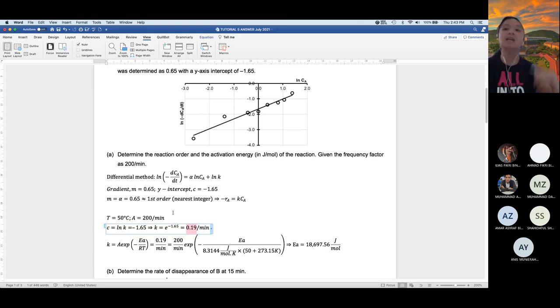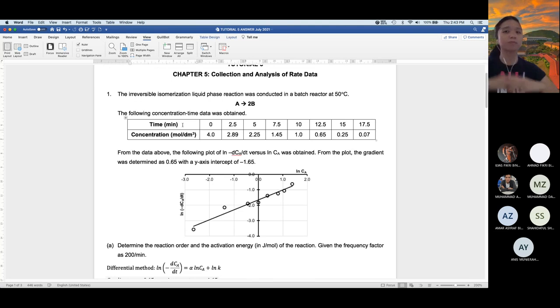So in this case, first order, it must be per time. So how do I know per hour, per minute, per second? Look at the table. The table has given our unit time as minute. Hence, my unit K will be per minute.